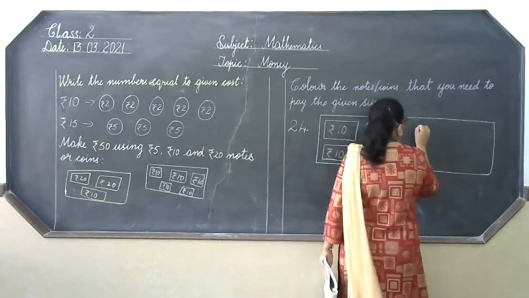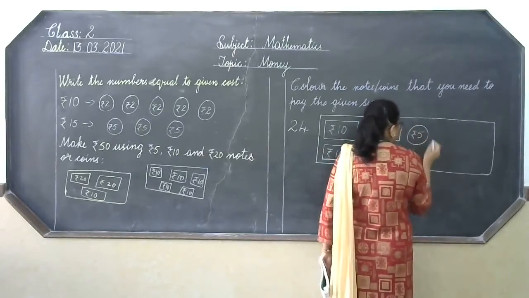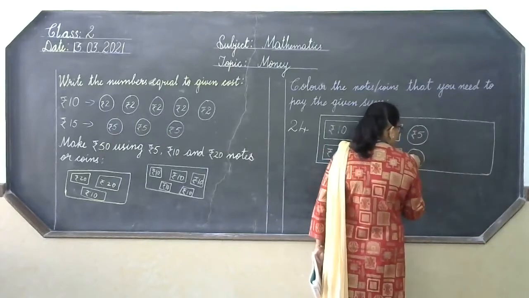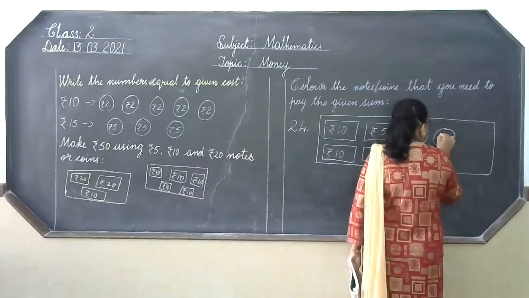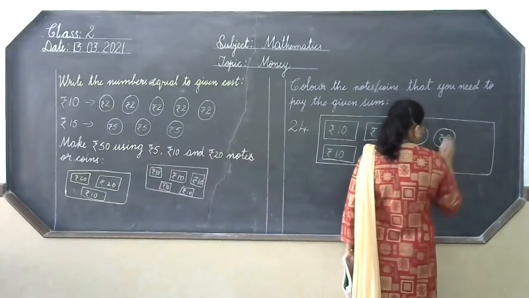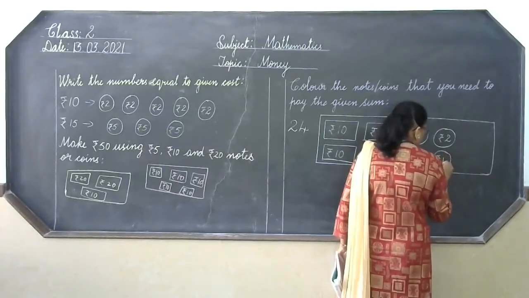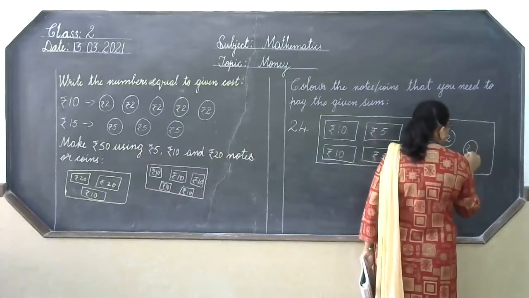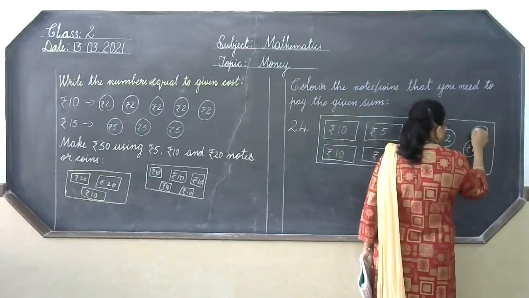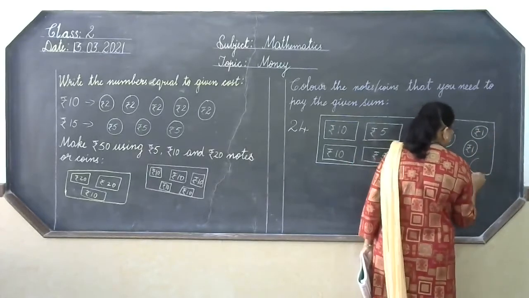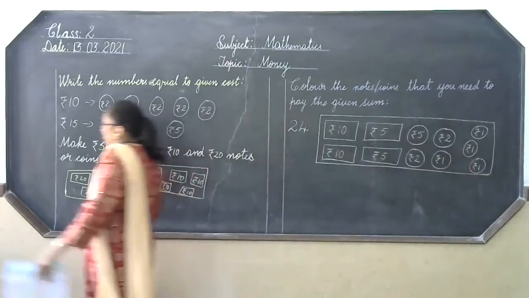Rupees 5. Here a coin, rupee 5. Then here one coin, rupee 2. Rupees 2. Rupee 1, rupee 1, rupee 1, rupee 1. See, this is the question given, children, for you.